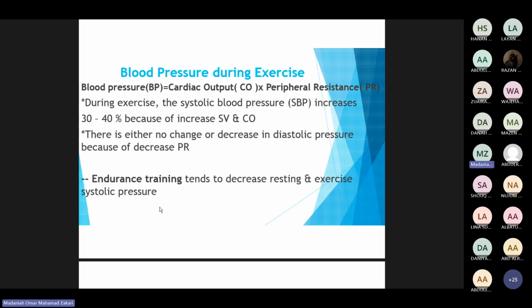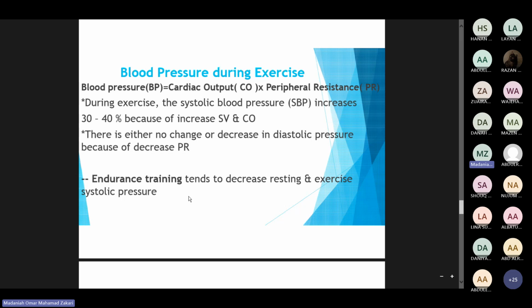As we said, there are a lot of metabolites going into the circulation during exercise. They act as a local regulator of blood flow, so that's why they cause a decrease in peripheral resistance. We need blood flow to the heart, to the brain, to the skeletal muscles, so we need to have vasodilatation. So that will decrease the diastolic pressure or maintain it, with no change.